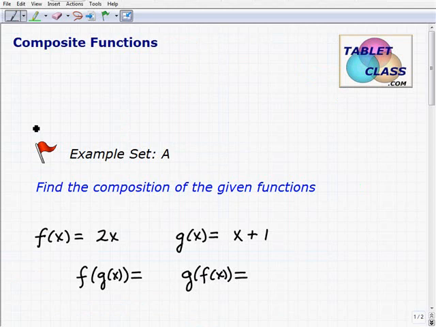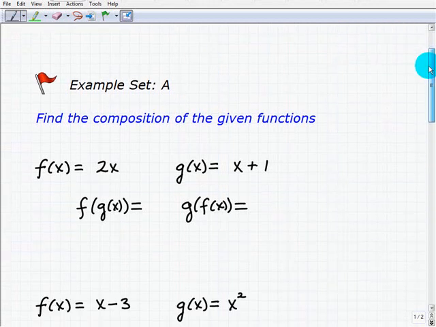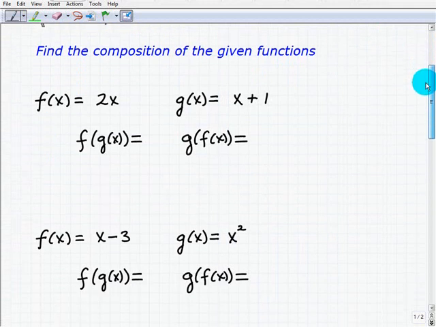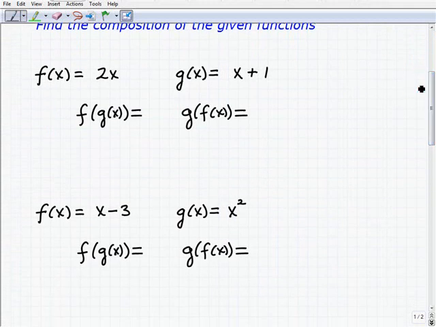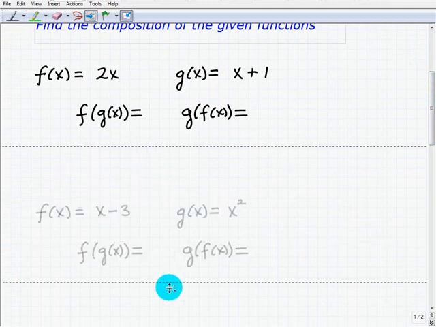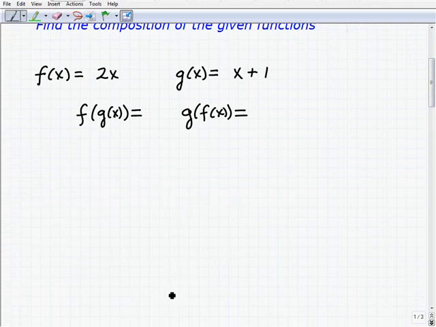This is our first example set A. And of course, as always, I hope you had a chance to watch the lesson, and I'm assuming you did, and you have a pretty good idea what a composite function is. In these problems, we want to find the composition of the given functions. Everybody should have a basic clue what I'm talking about. If you don't, go back and start at the lesson. That's my recommendation. But let's continue to practice what we learned in the lesson.